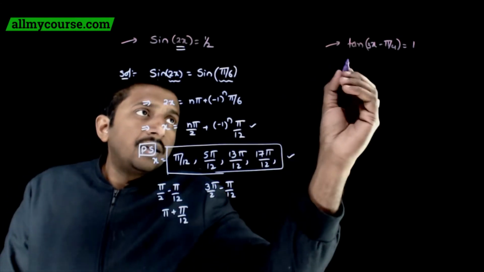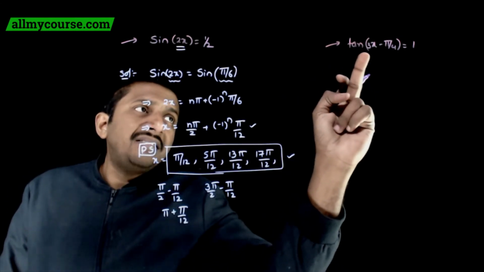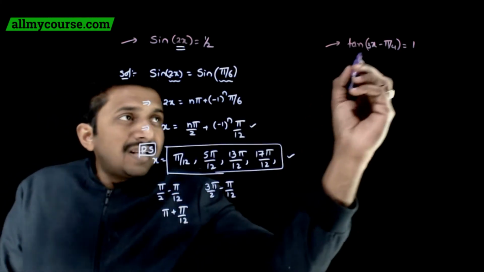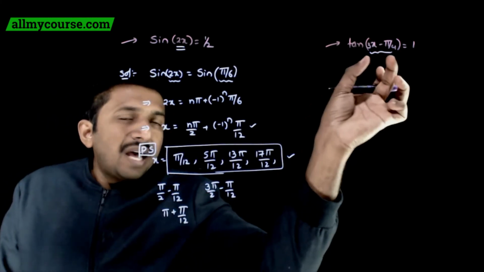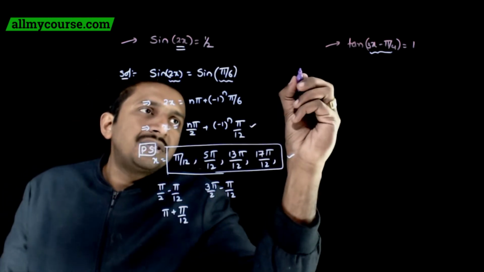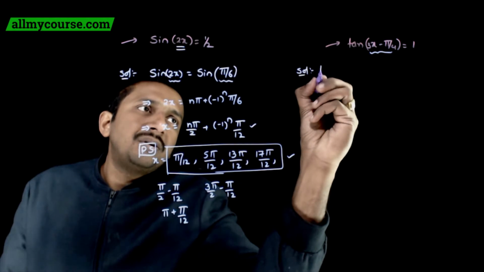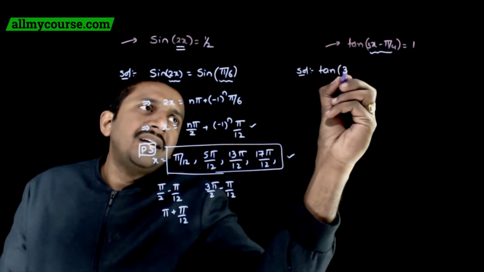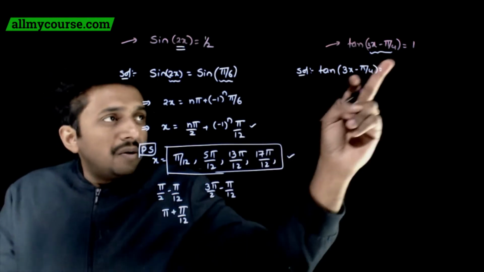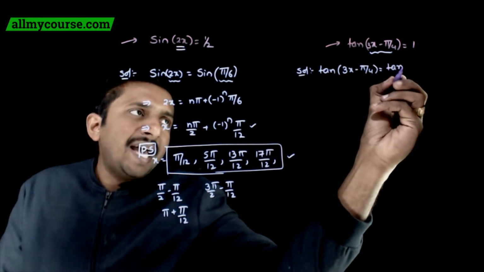Next, the question given is tan of (3x minus pi by 4) is equal to 1. So inside tan, instead of x, you have 3x minus pi by 4, that's an entity. So how do we solve this? tan of (3x minus pi by 4) is equal to 1 can be written as tan pi by 4, right?